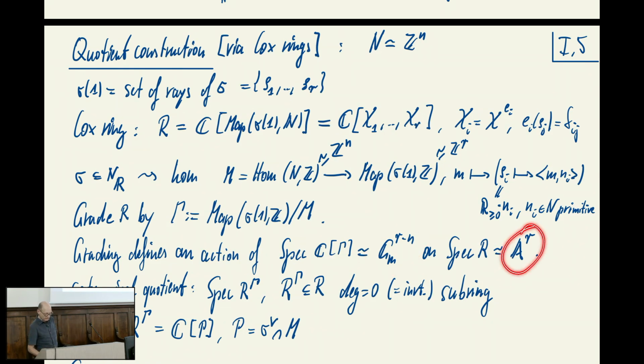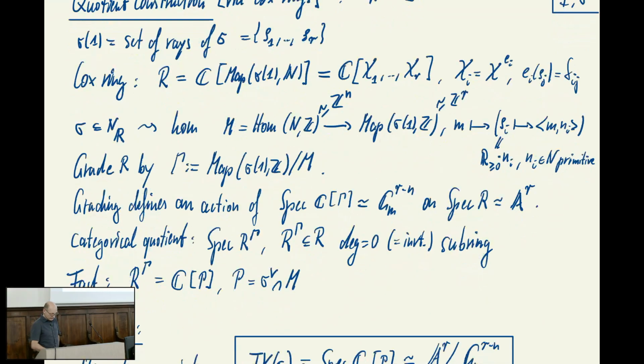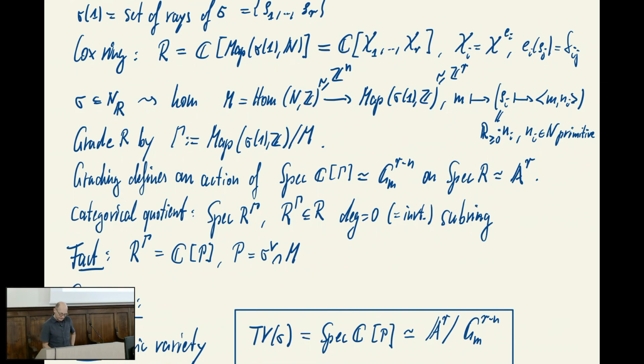and the Spec C[Γ] is then an (r minus n)-dimensional torus that acts on this A^r. And the categorical quotient is given as Spec R^Γ, where R^Γ is the invariant subring under this grading or under this action. Okay, so that's the degree 0 subring, and the fact is that this R^Γ is another way to produce your monoid algebra C[P].